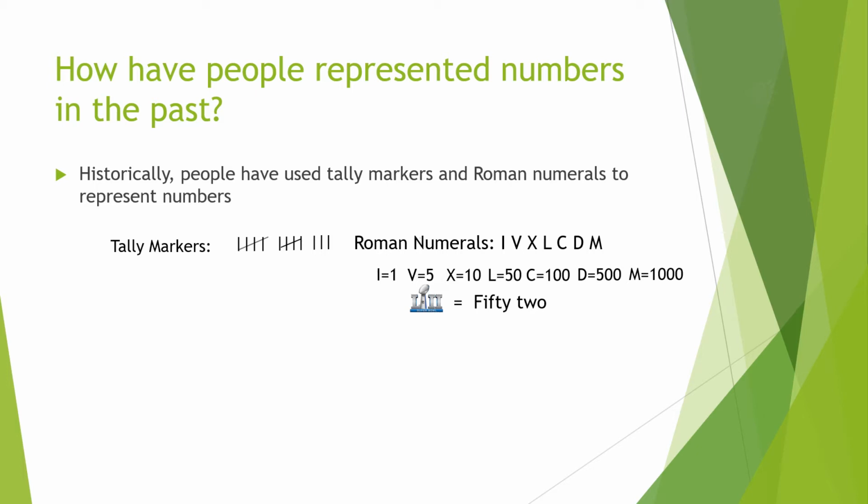So how would you write a number such as 3,303? Yes, you would write it as M, thousand, 3,000, C, 100, 300, I, 1, 3,303.